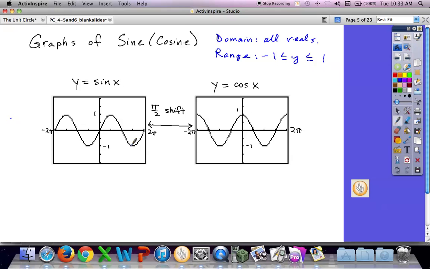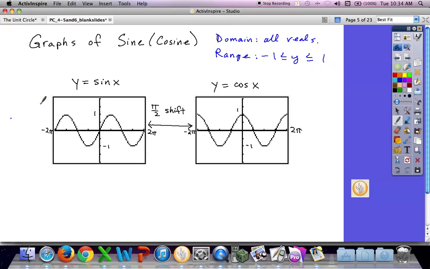Cosine starts at 1, right? The x-coordinate at the angle of 0 is 1. And then it goes down to 0 at pi over 2. So you follow that through. One of these graphs is just a shift of the other. They're essentially the same shape, completely the same shape, right?